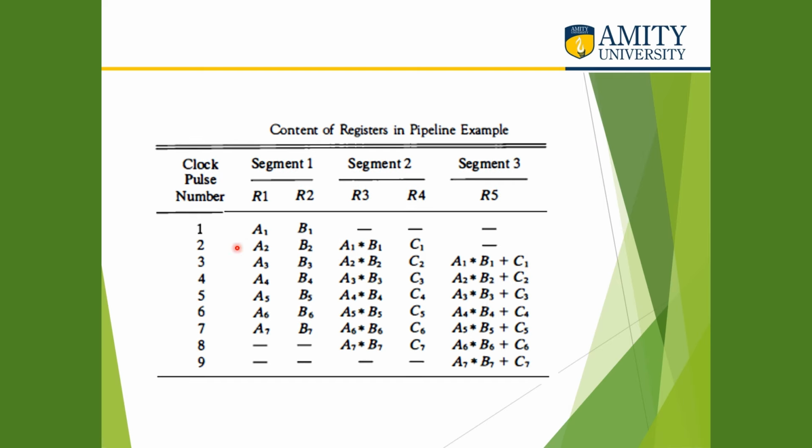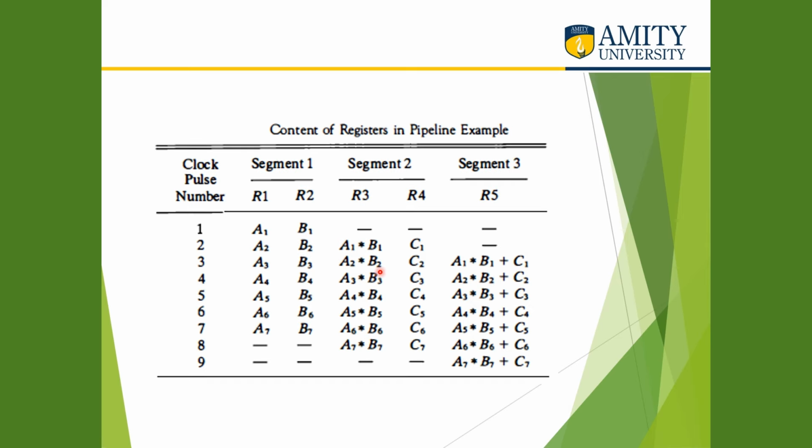So at this second cycle we have A2 and B2 inputted, while in segment 2 you can see A1 and B1 being multiplied. That was from the previous stage, along with C1 being inputted. Still no R5 because this is just the second stage, so we'll pass segment 2 data to R5 in the next cycle.